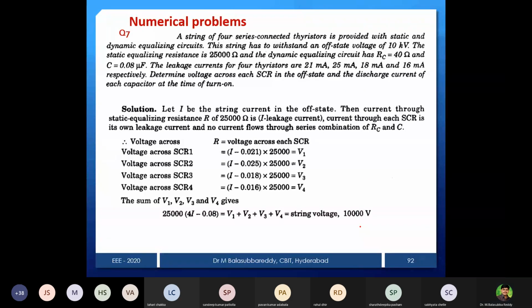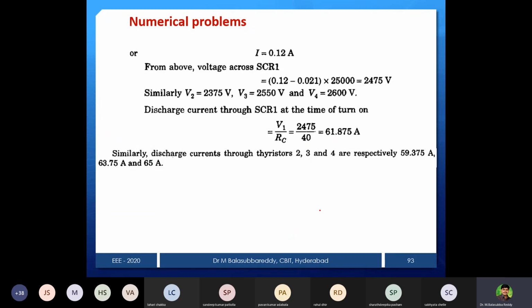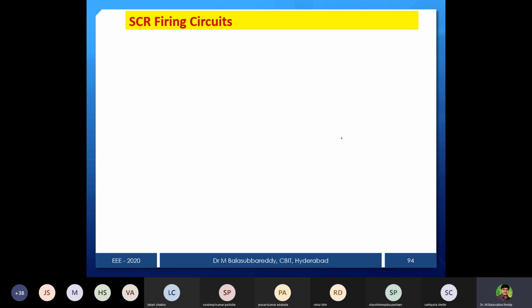In a similar fashion, I have given some more problems also. Anyhow, I will share this. You can see the voltage across each SCR drop, and you can add all of them in the string. Each SCR drop, if I add, what will we get? We will get the total string voltage: V1 plus V2 plus V3 and so on gives the string voltage. And what is the RC value? Same thing, just voltage divided by that will give the current. So the discharging current is based on that. I have given some more problems also, you just go through that.